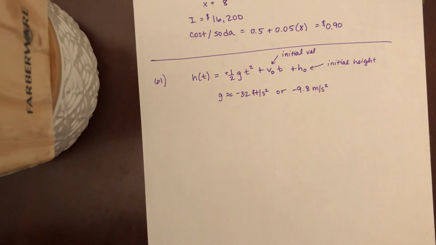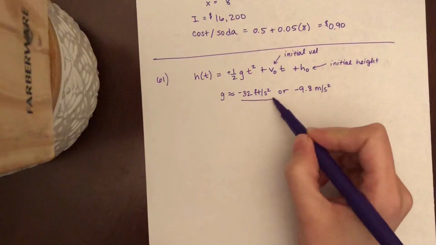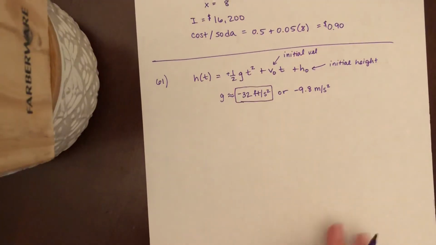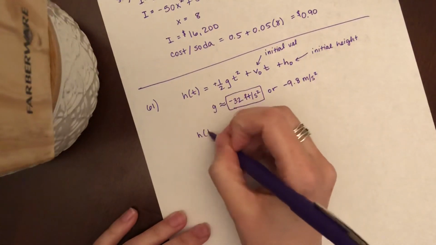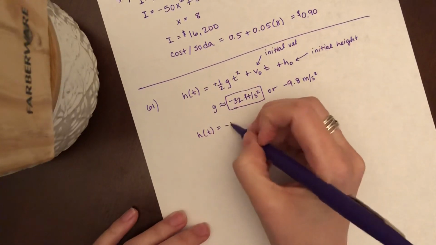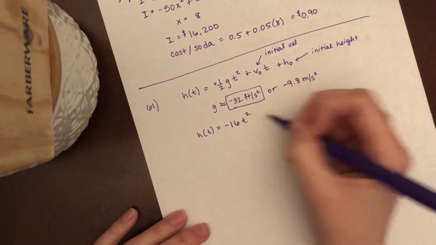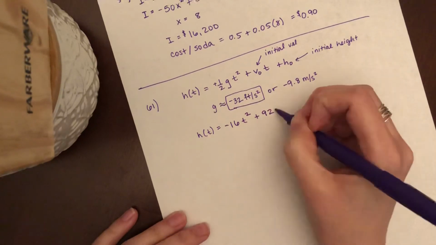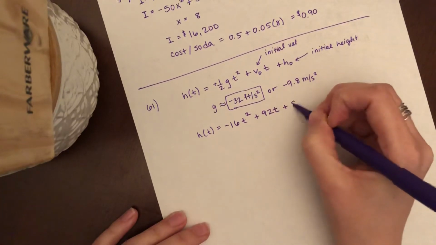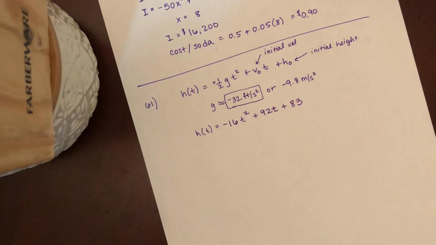So in this case, our initial height is 83 feet above the field, and the initial velocity is 92 feet per second. So if we're talking about feet, this is what we want to use for gravity. Okay, keep the units the same. So our function of height is going to be negative 16t squared plus 92t plus 83. This will be our function to model the height versus time of the baseball.